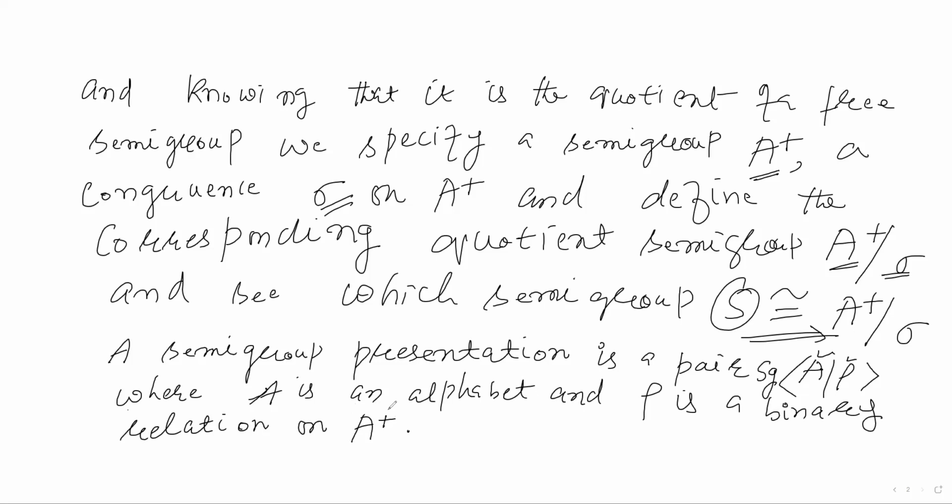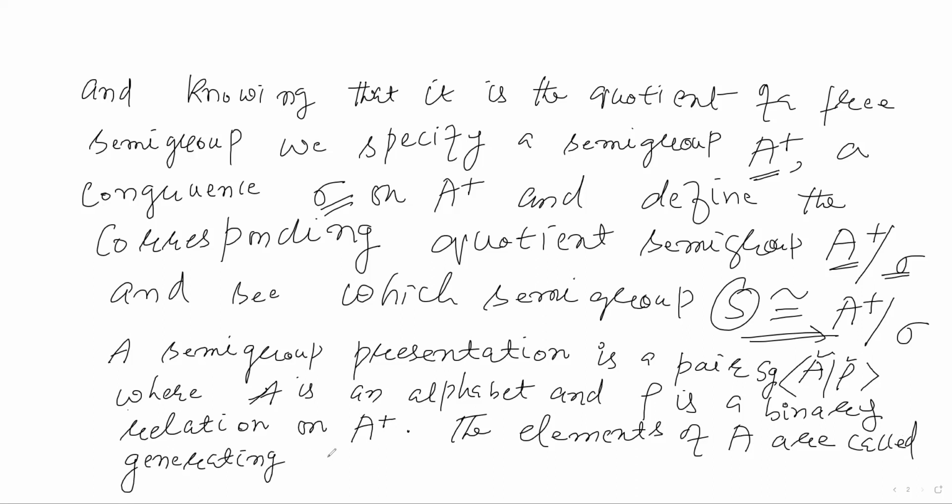The elements of A are called generating symbols, and the elements of rho are called defining relations.